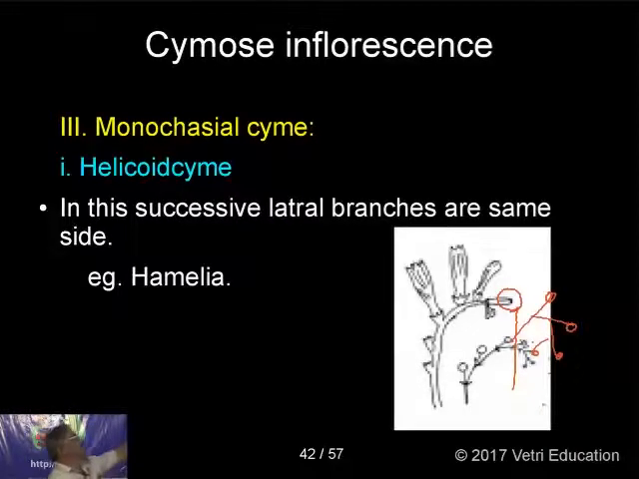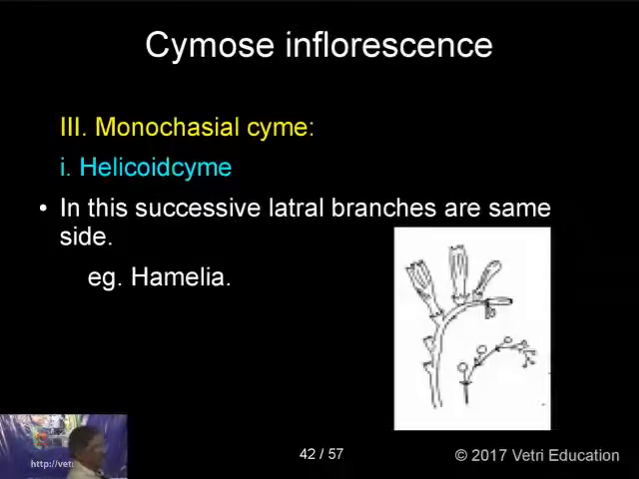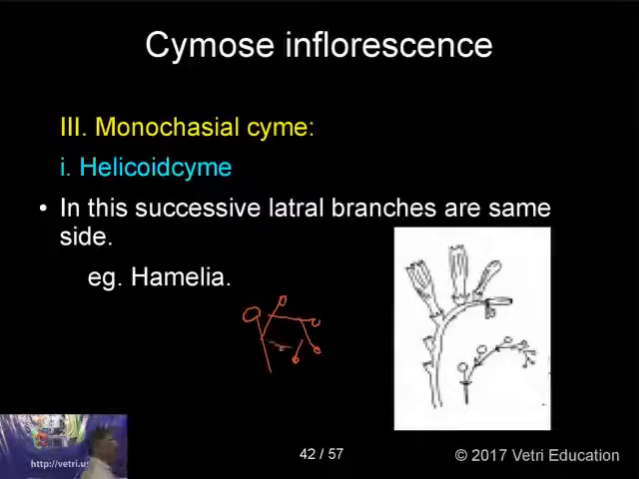Just as I told you, in this, successive lateral branches are on the same side. I am drawing it again here: the main branch, the peduncle, ends with a flower and stops its growth. It gives only one branch, always on one side. So this is called helicoid cyme. Helical means circle, spring. Spring-like branches are seen. Example, Hamelia. Hamelia is a plant where you can find this type of helicoid monochasial cyme.